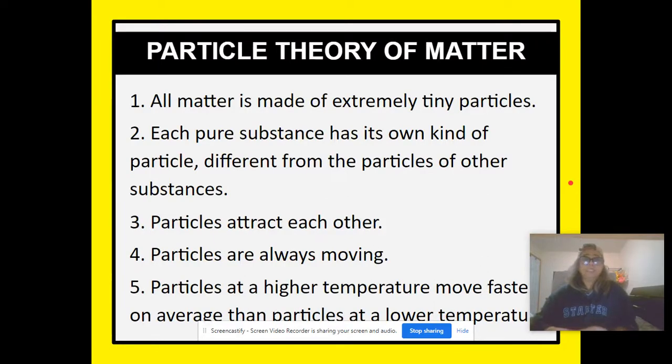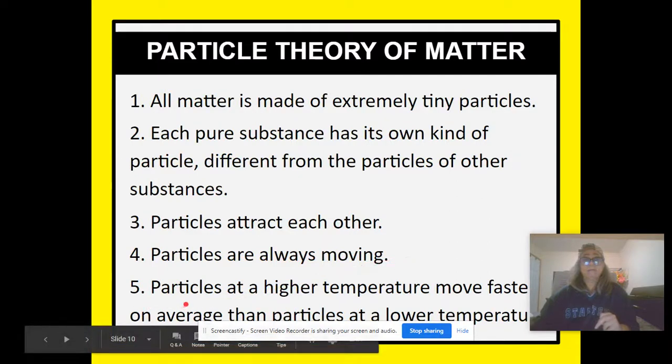And very important in this entire unit would be knowing these five things about the particle theory of matter. One, all matter is made of extremely tiny particles, which we call atoms. Two, each pure substance has its own kind of particle, different from the particles of other substances. Three, particles attract each other. Fourth, particles are always moving. And fifth, particles at a higher temperature move faster on average than particles at a lower temperature.